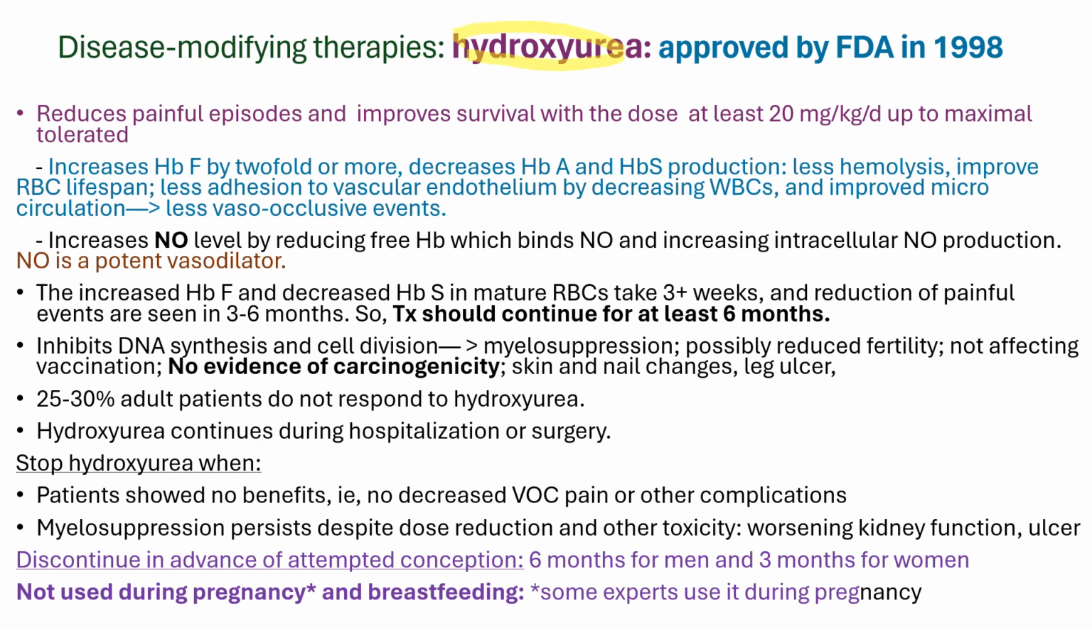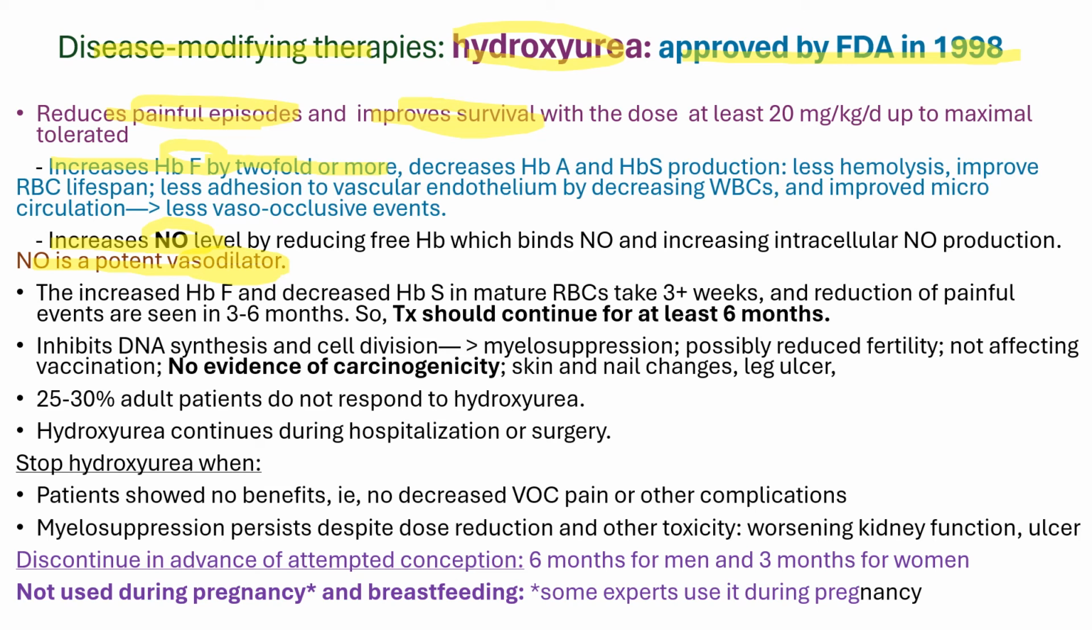Hydroxyurea is the most commonly used disease-modifying therapy, approved by the FDA in 1998. It reduces painful episodes and improves survival of sickle cell disease patients. The mechanism is to increase the hemoglobin F level by twofold or more. We have studied that hemoglobin F deters polymerization and sickling. Another mechanism is to increase nitric oxide level. Nitric oxide is a potent vasodilator, so it helps the circulation.